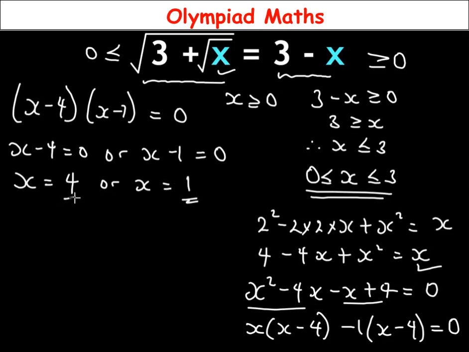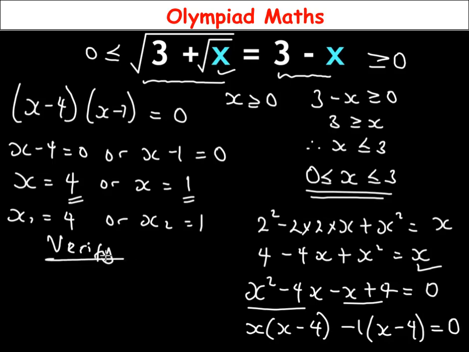Good. Now we've gotten two values of x. x1 is equal to 4, or x2 is equal to 1. So with this, we have two solutions of x. Let us then verify which of these values of x is the solution. To verify, we are going to work with the defined domain, which is x is greater than or equal to 0 and less than or equal to 3.